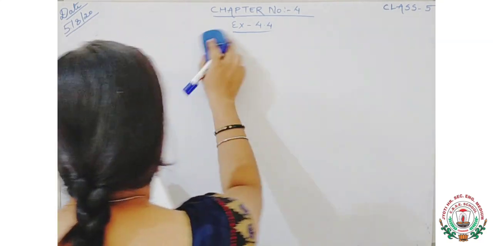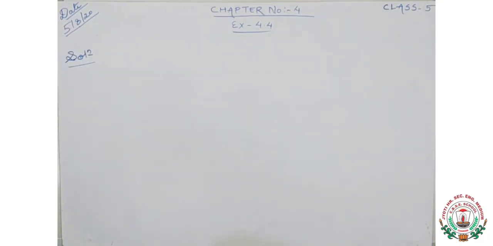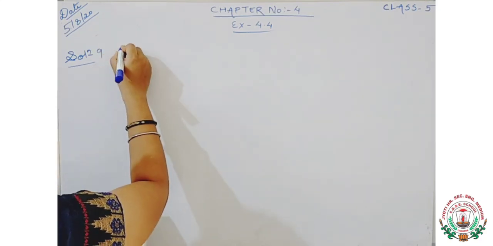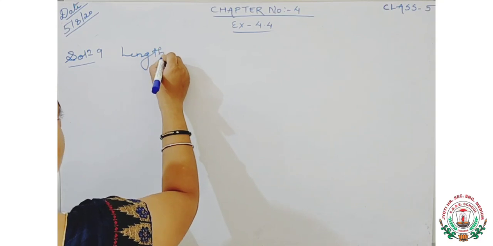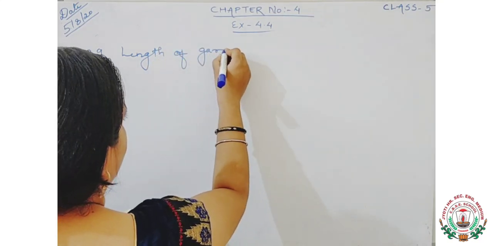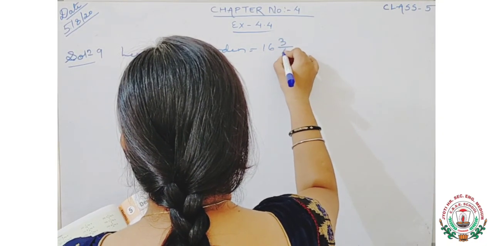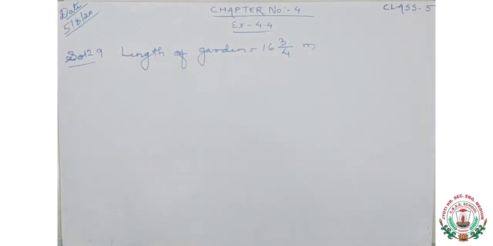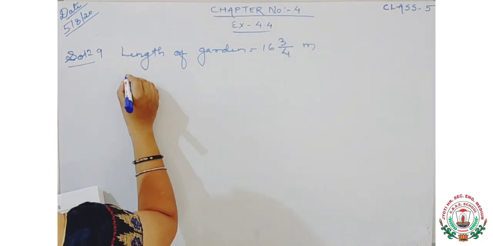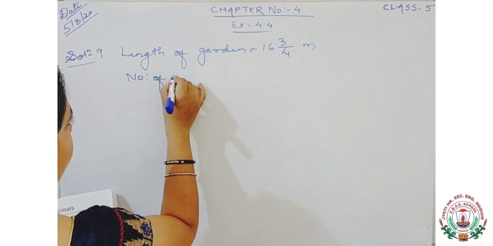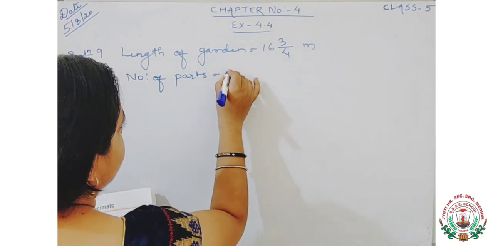Okay. Now next is question number 9. What is question number 9? Question number 9 is: Asta has a garden of length 16 3 by 4 meter. Okay. So what is the length of garden? First we will write that. Length of garden. What is the total length of garden? 16 3 upon 4 meter. Okay. So she wants to make 12 equal parts of it along the length. Number of parts is equal to 12.